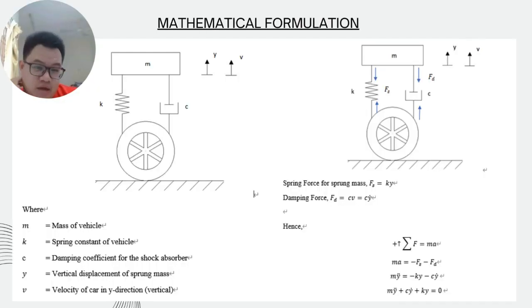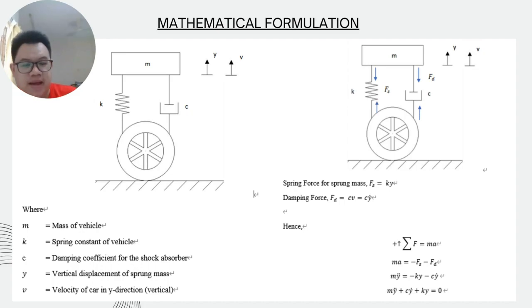Now we come to the mathematical formula part. First, in the left picture, we can see that there is an M, which is the mass of the vehicle. Below it, on the left side, there is a spring, with K as the spring constant of the vehicle. The right side of the vehicle part is the shock absorber, with C as the damping coefficient. For the response part, we have two variables, Y and V. Y is the vertical displacement of the spring mass, and V is the velocity of the car in the Y direction.